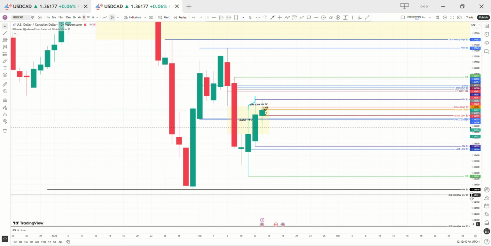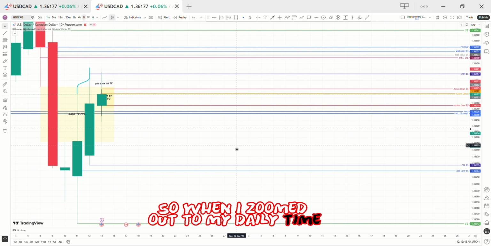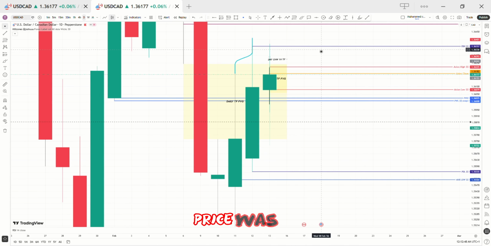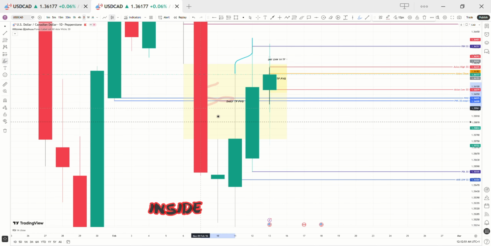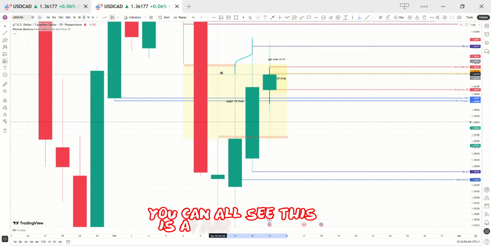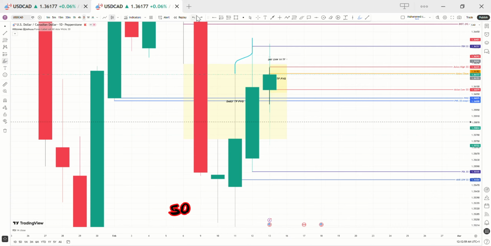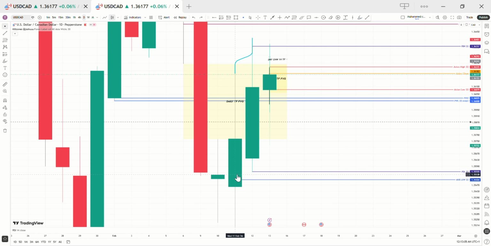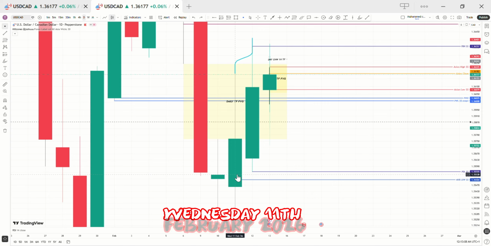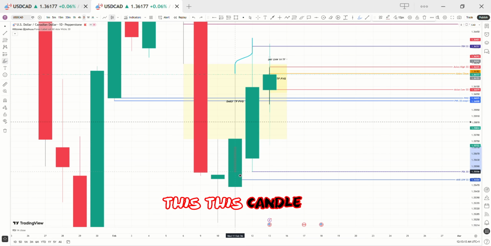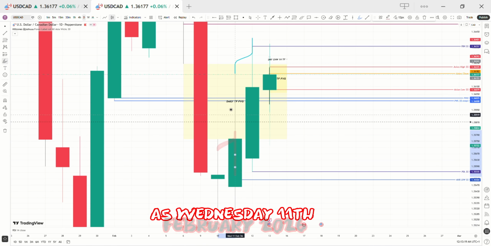my daily time frame. So when I zoomed out to my daily time frame, I saw that price was inside an imbalance. That's a fair value gap. You can all see this is a fair value gap. And the fair value gap was actually filled on Wednesday 11th February 2026. This candle was the candle that filled the fair value gap.